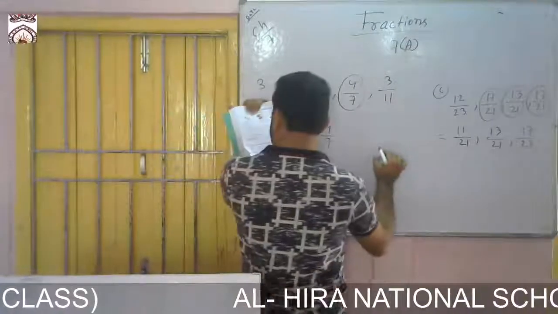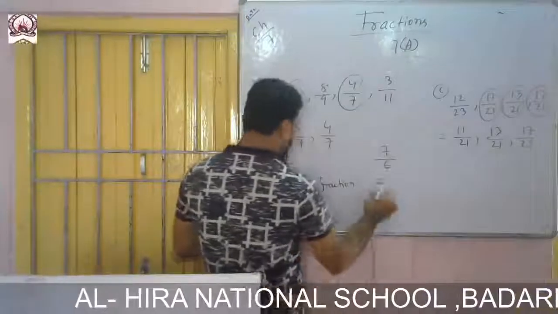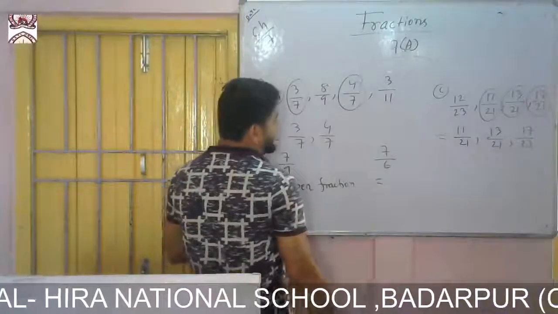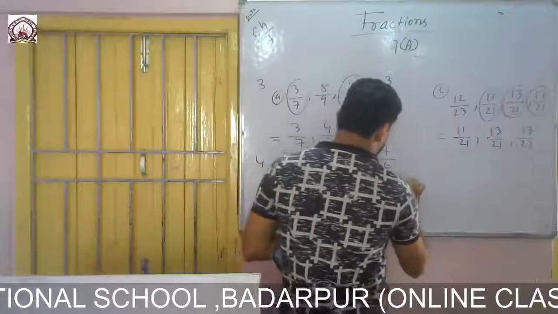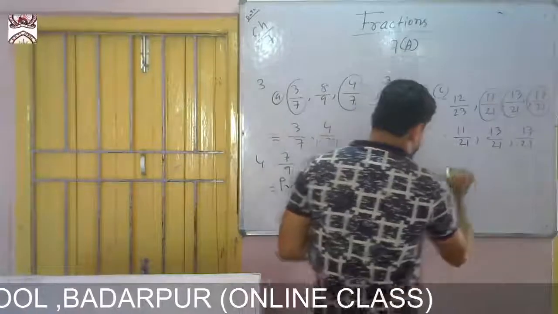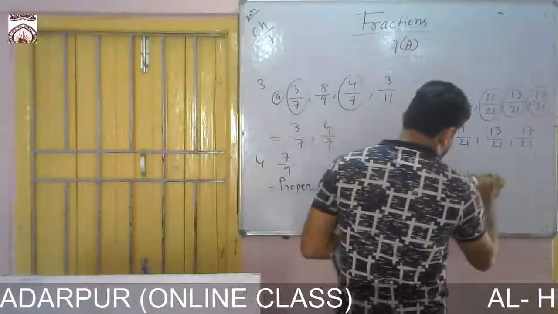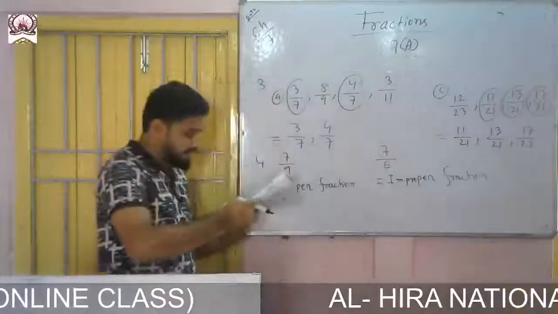Then 7 by 6. In this case, 6 is the denominator, and it is less than the numerator. So it is improper. It is an improper fraction. Okay, it is an improper fraction.